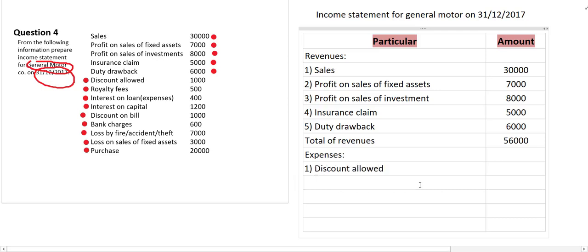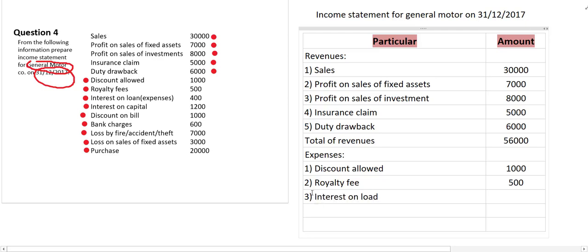Discount allowed. How much is discount allowed? You can just mention. Discount allowed is just 1,000, right? Next item, number two, is royalty fee. How much is royalty fee? Royalty fee is just 500. Yeah, 500 mentioned. Number three is what? Number three is interest on loan.